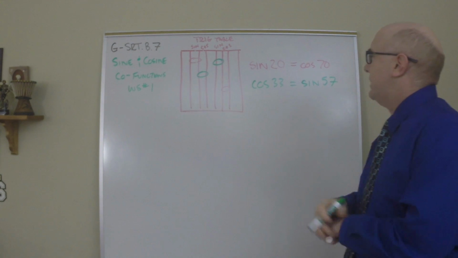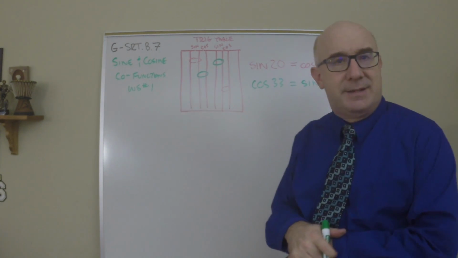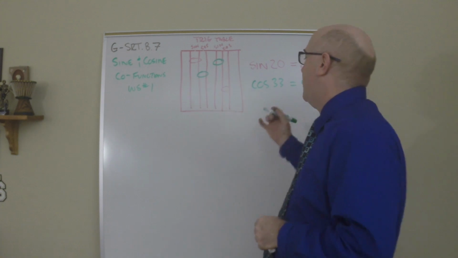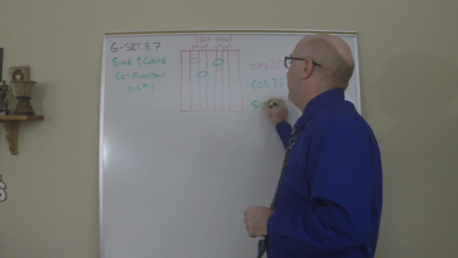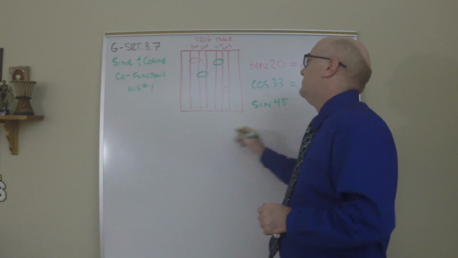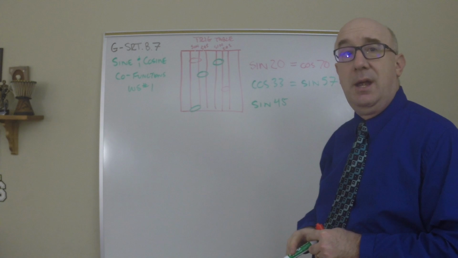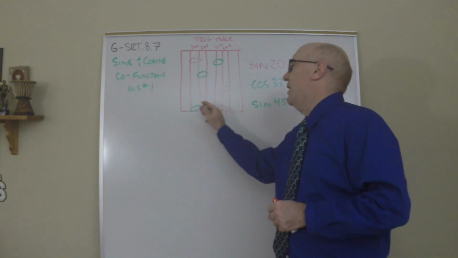And I say, that's interesting. Why do we keep finding the same numbers? Good point. And then I'd say, how about the sine of 45, which is right here? And I'd say, go find that somewhere else. And you'd say, hey, it's the cosine of 45.